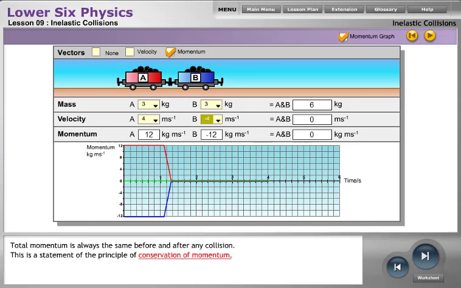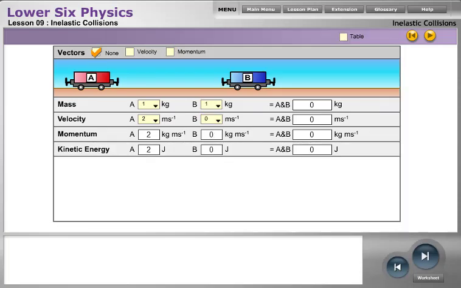Total momentum is always the same before and after any collision. This is a statement of the principle of conservation of momentum.